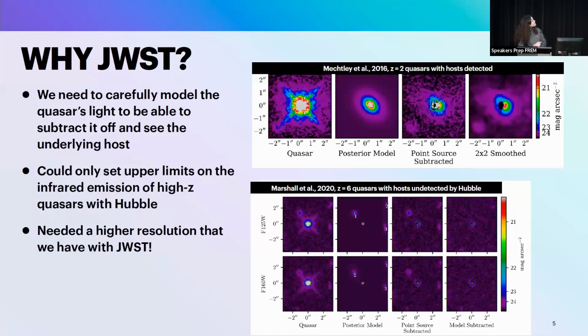But at Z equals 6, so this is for quasars that we tried to detect their host with Hubble. You can see when we do that same process, we're left with just a blob. We're over subtracting basically, and we don't have the resolution high enough to actually detect the underlying host galaxy. So we could only set upper limits on the infrared emission with high Z quasars that we observed with Hubble. And luckily, we have JWST to hopefully get the resolution that we need.